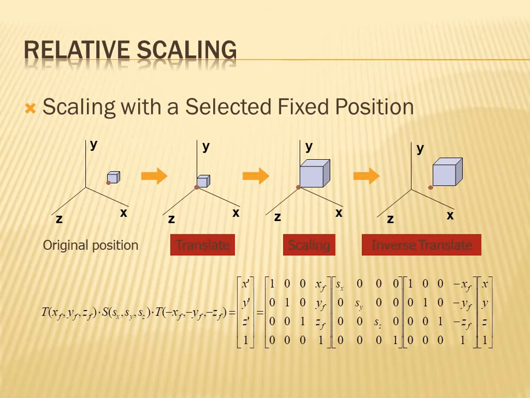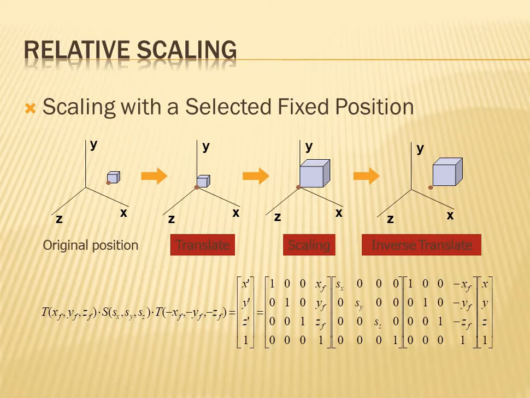Now what is relative scaling, or you can say general scaling, or the scaling about a fixed point. We can scale a 3D object with respect to a fixed point also, as in 2D scaling. For that we have to follow a sequence of steps. In the first step we will translate the fixed point to the origin so that the fixed point coincides with the origin.